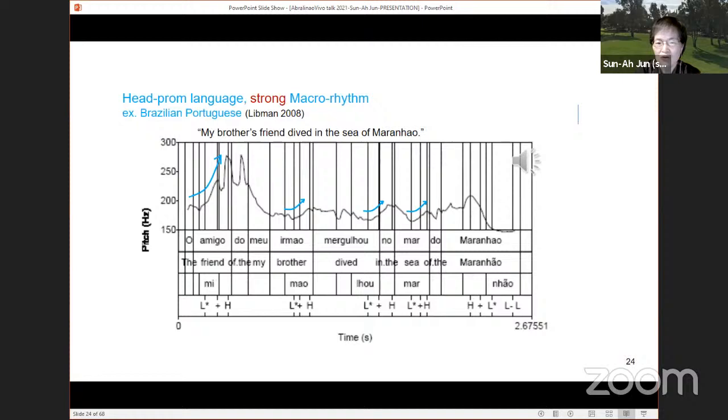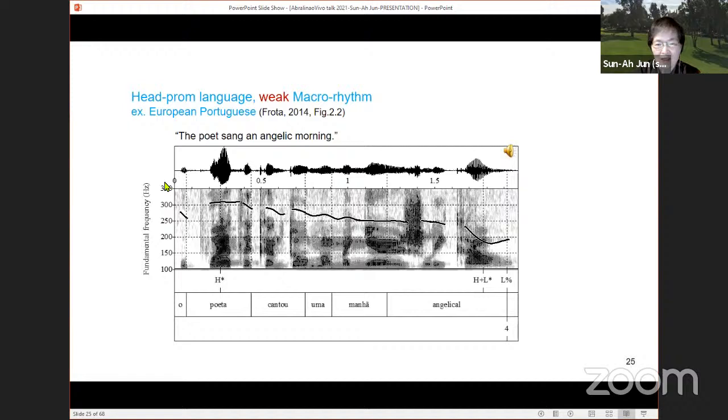On the other hand, European Portuguese tends to have a pitch accent at the beginning of the phrase and at the end of the phrase, and in the middle, they don't change the F0 pitch contour. So it's very flat, high flat. O poeta cantou uma manhã angelical. So that's why they have a weak macro rhythm.